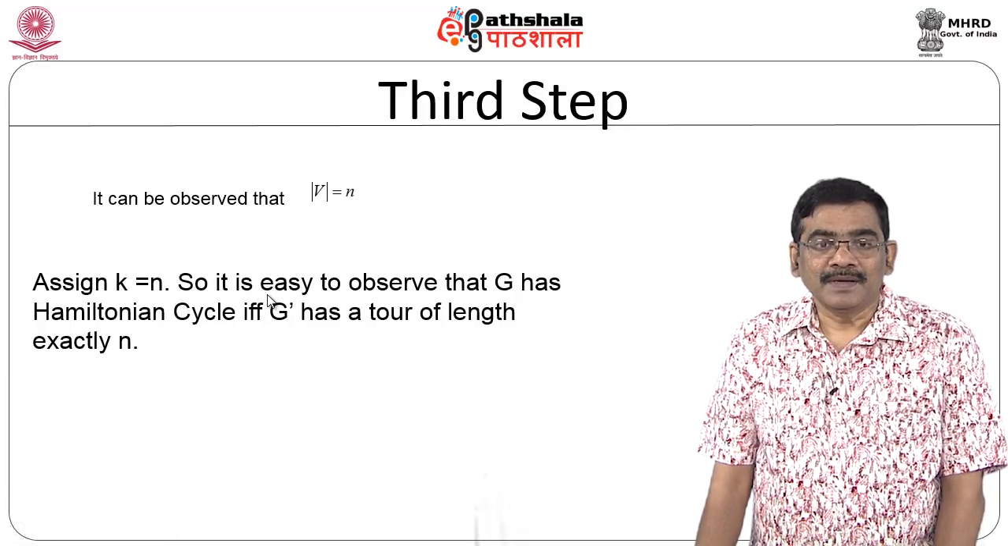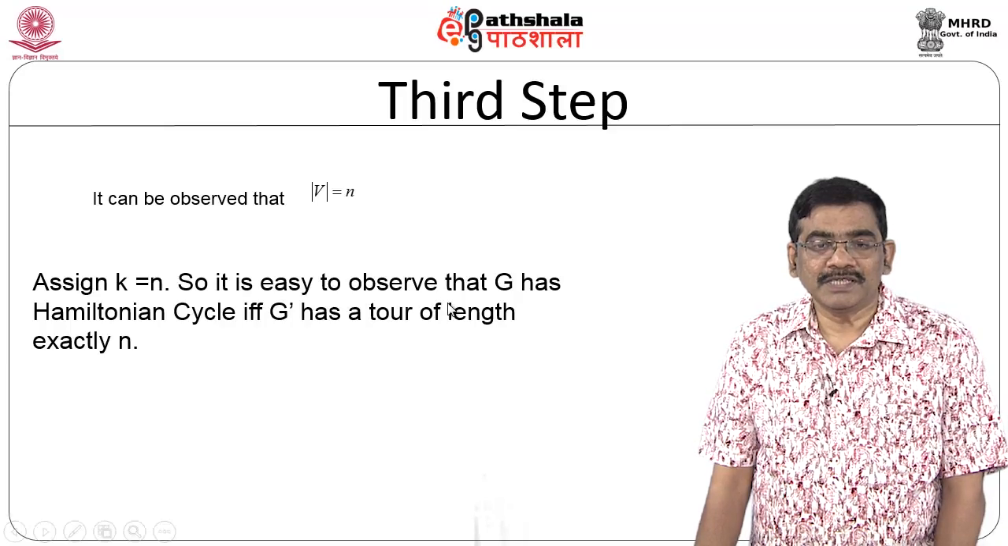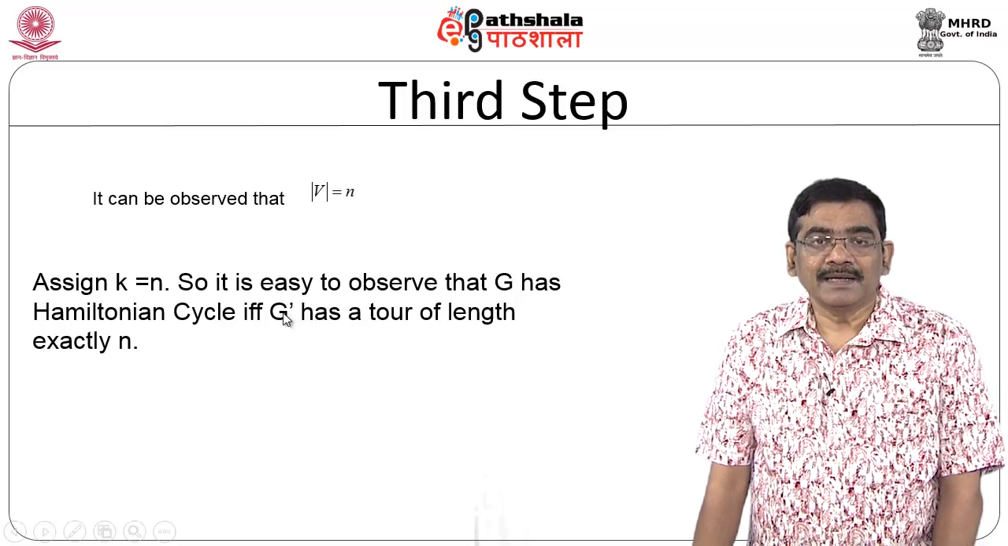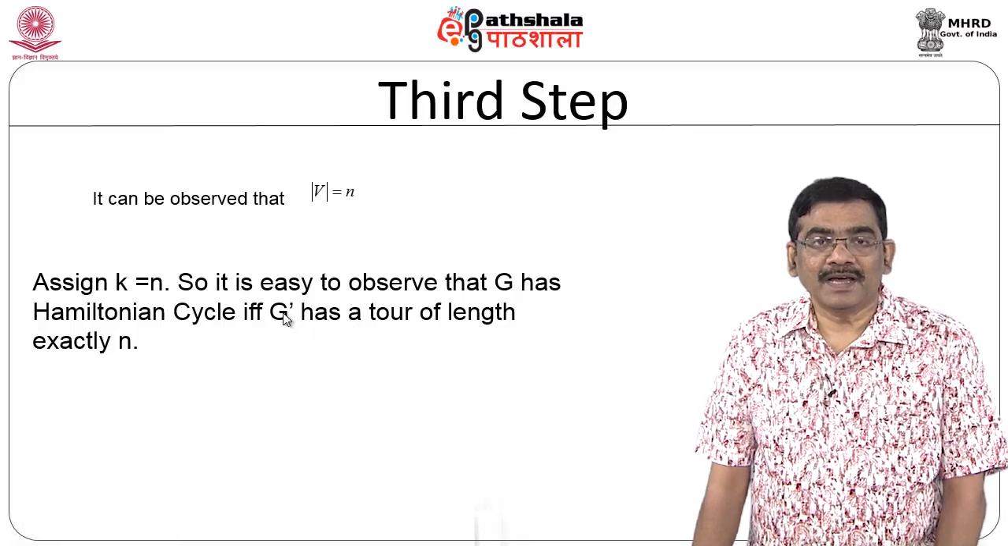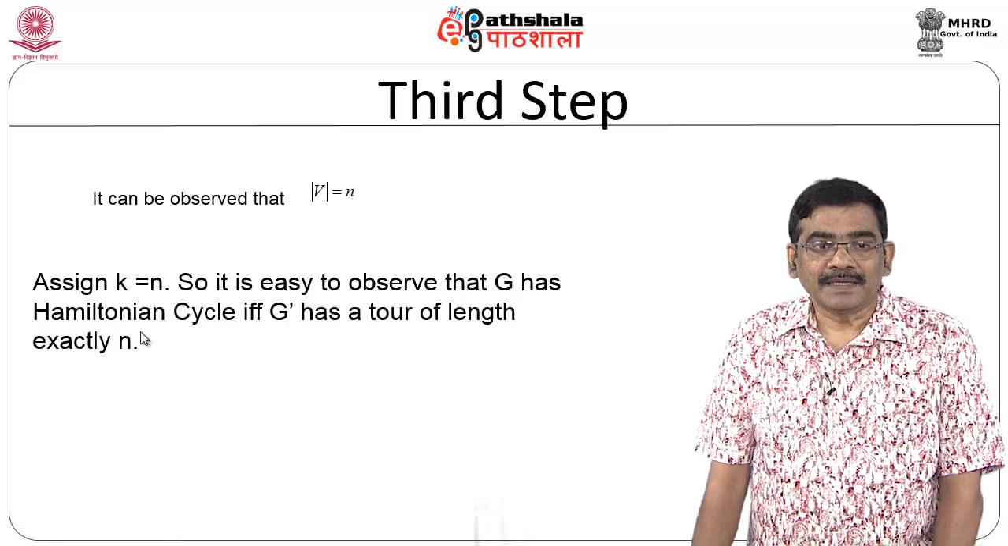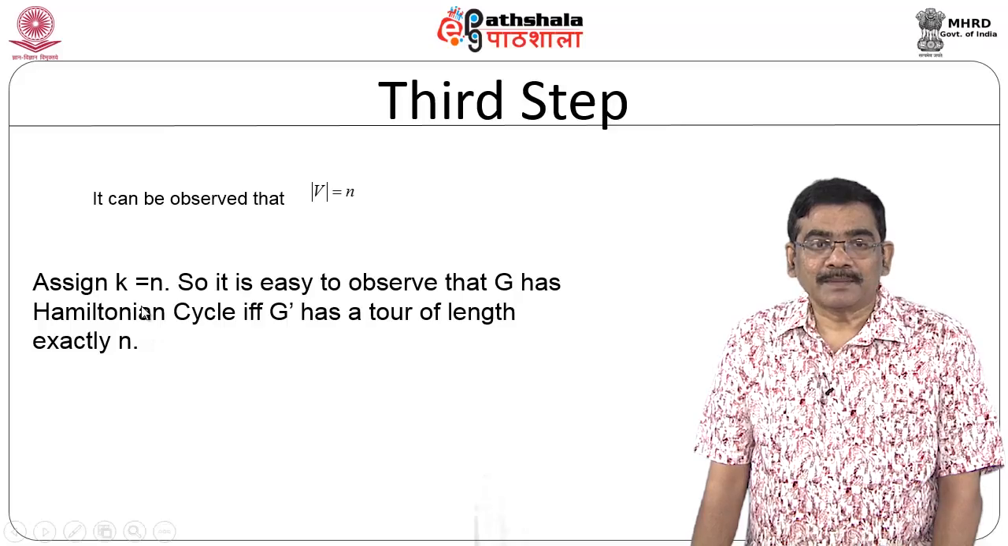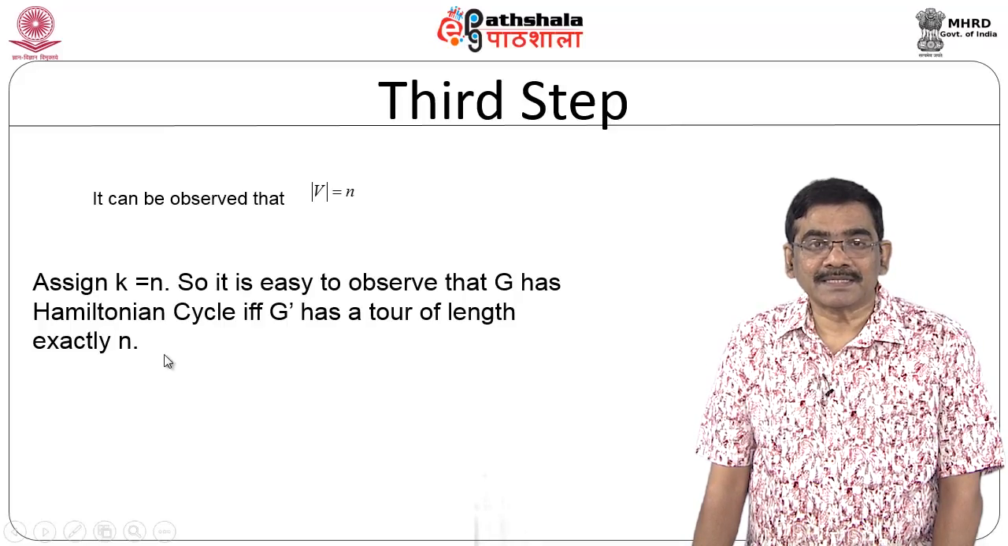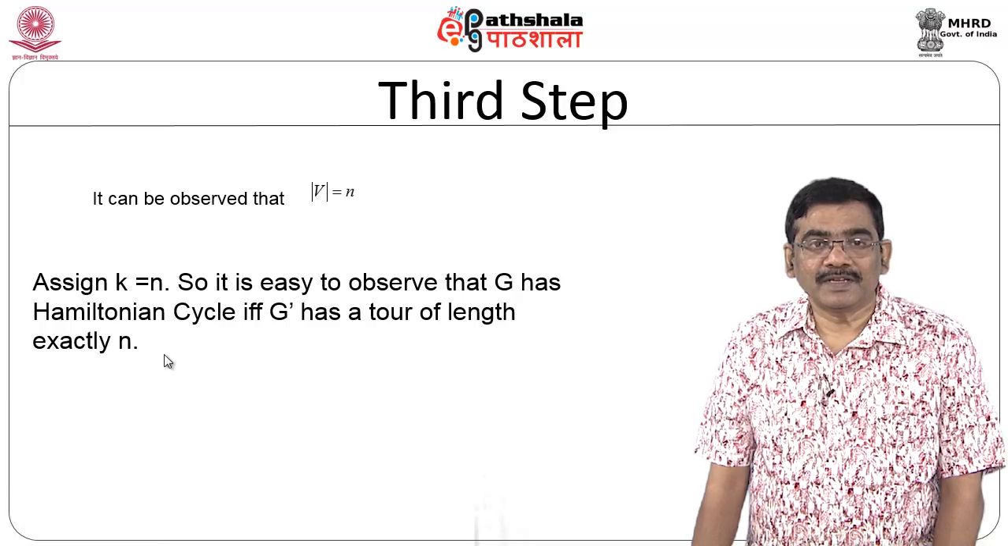In other words, if the graph G has a Hamiltonian cycle, then G prime will have a tour of exactly length n. So, that means by assigning the weight of 1 to all the edges, we can say that it is of length k. So, we can come to a conclusion that this is indeed possible only if the Hamiltonian cycle is there. So, this is a kind of proof you can argue.